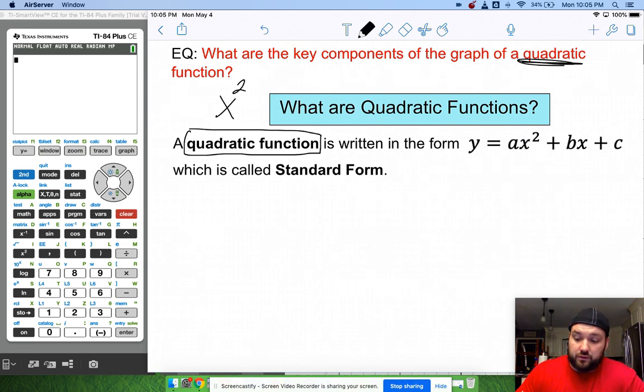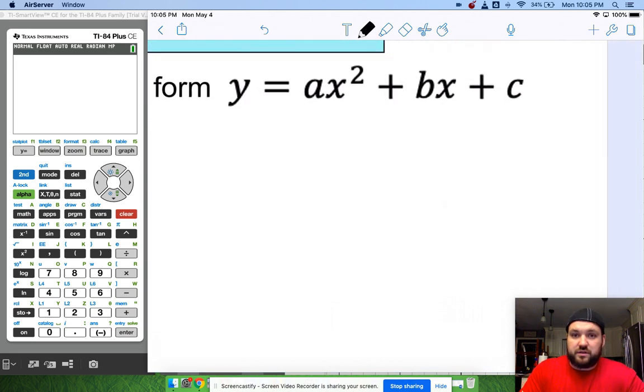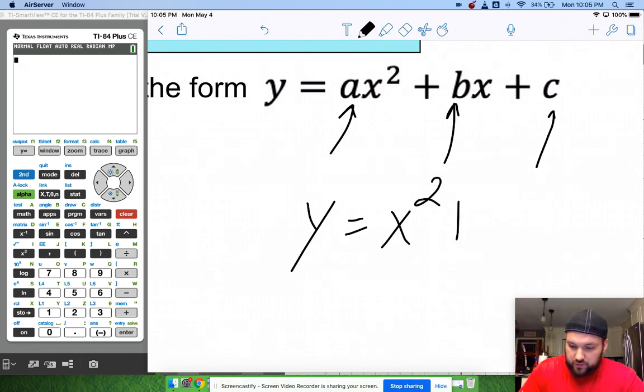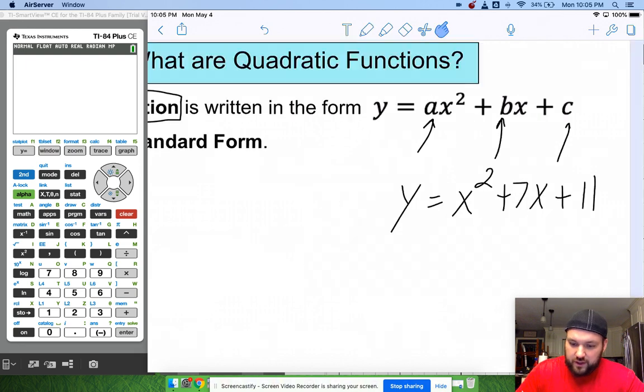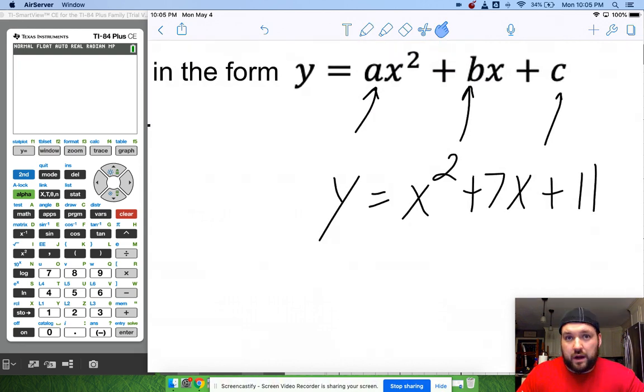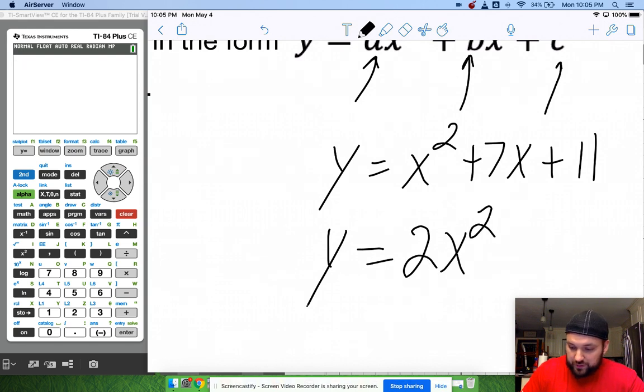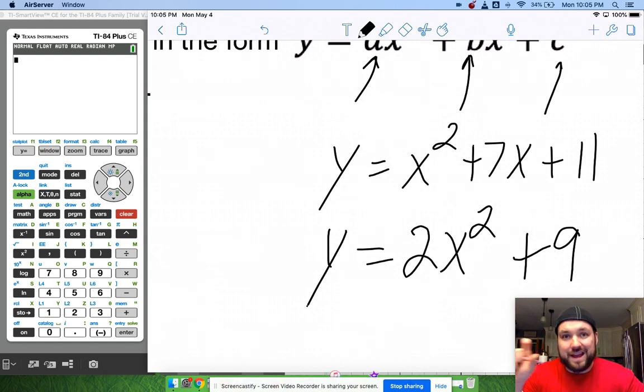So in order to be a quadratic function, a lot of times it's going to look like this, where a, b, and c will be replaced with numbers. For instance, I could have x squared plus 7x plus 11. This would be an example of a quadratic equation. Another example of a quadratic could be y equals 2x squared plus 9, where the middle term, the bx, is missing.